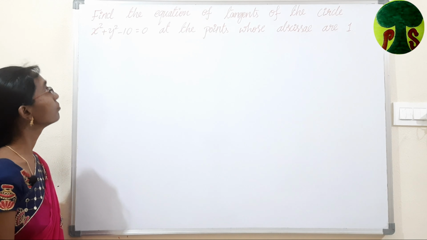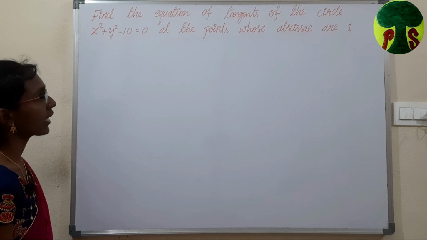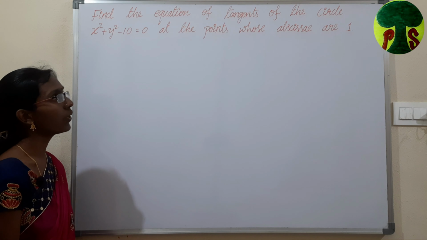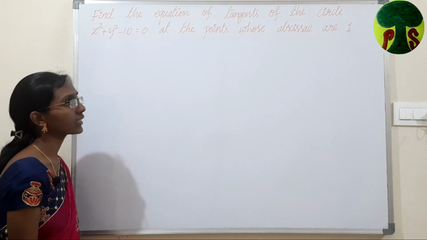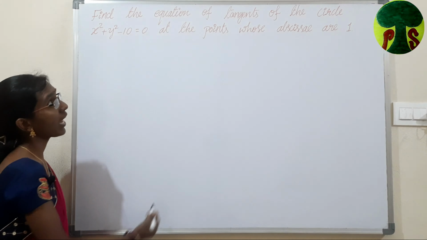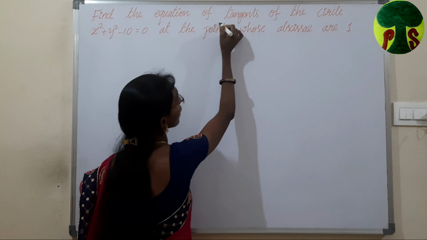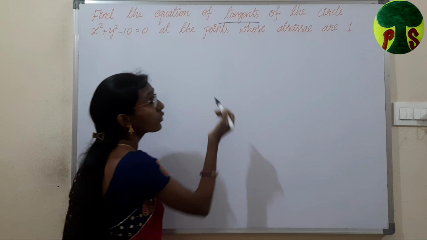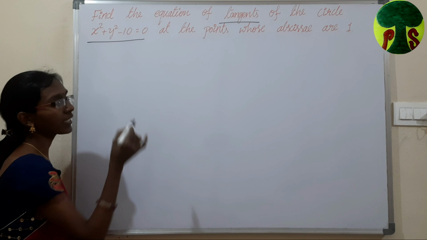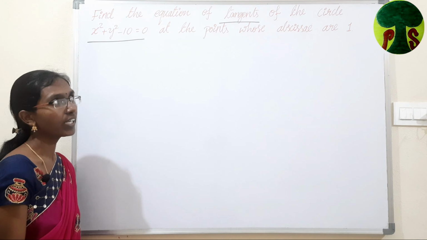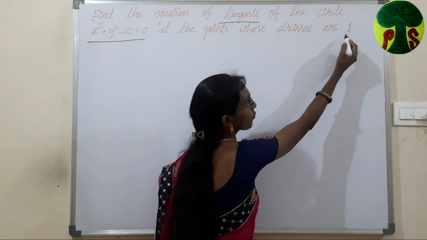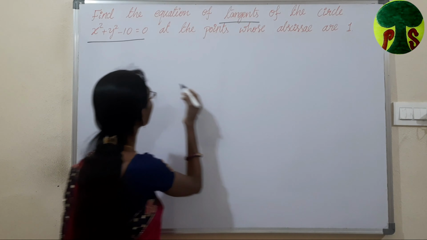Here is the question. Find the equation of tangents of the circle x square plus y square minus 10 equals 0 at the points whose abscissa are 1. What do we have to find? We have to find the equation of tangents to the circle x square plus y square minus 10 equals 0, at the points where the abscissa of the points are 1. Solution.